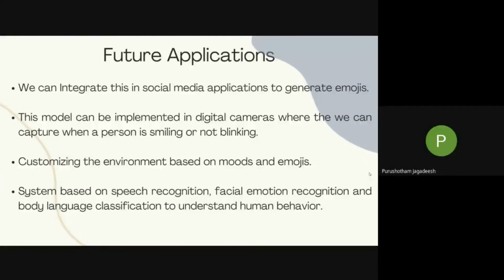A future application of this model is that we can integrate it into social media applications, as we will be using them for chats, so that we can directly transfer emotions to emojis. We can also implement it in digital cameras, where we can capture the perfect picture at the perfect timing when the person is smiling. We can also use it for customizing the environment based on moods and emojis, and also to understand human behavior based on speech recognition, facial emotion recognition, and body language classification.